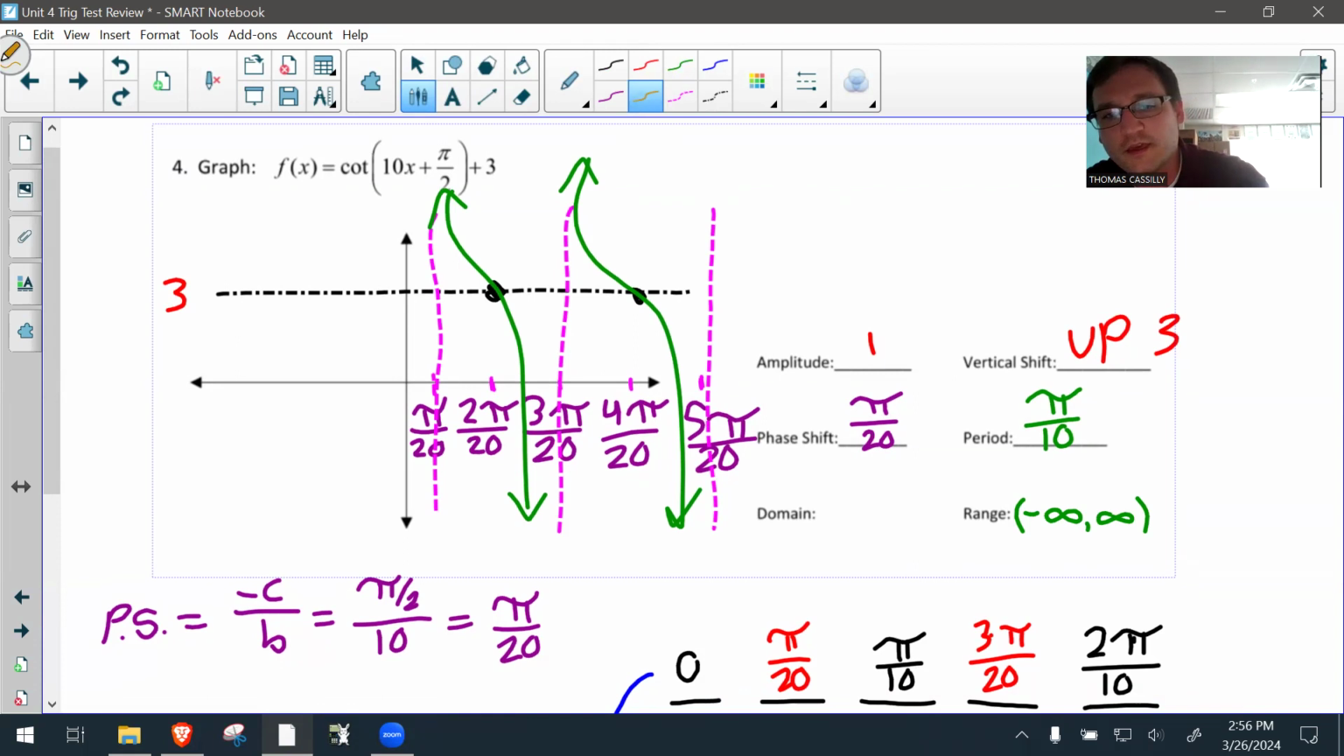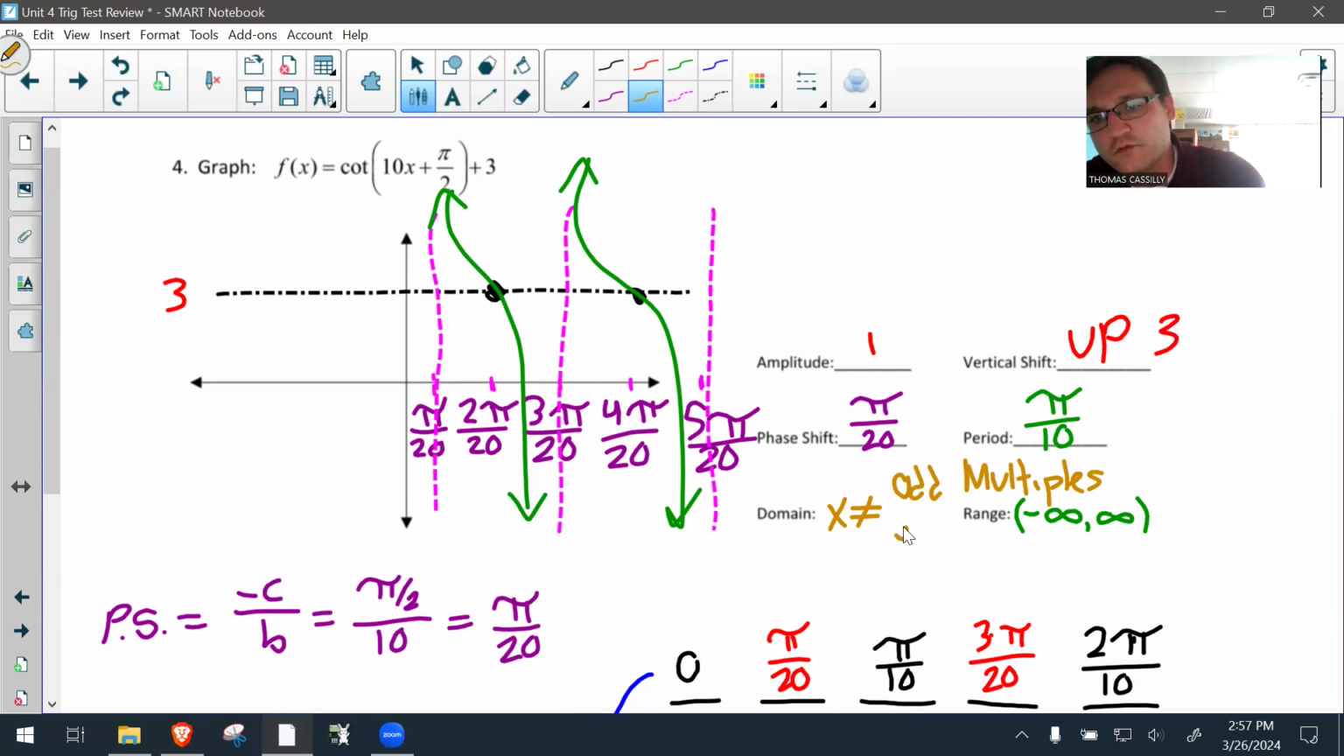So what I'm going to do is say, hey, x cannot be equal to... We have to think, all right, what is x not allowed to be? And if you look where those asymptotes are, I see pi over 20, 3 pi over 20, 5 pi over 20. There's kind of a pattern there to describe what's going on. So if you look here, it's the odd numbered pi over 20s. So I'm just going to say odd multiples of pi over 20.